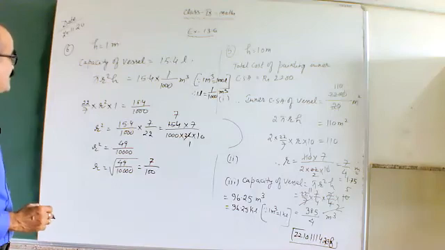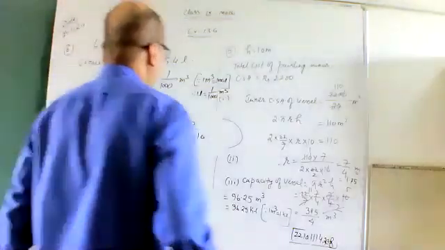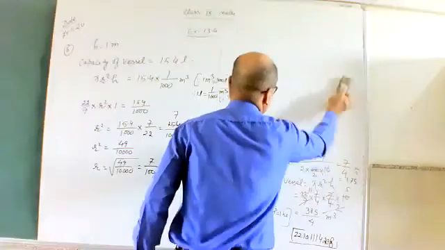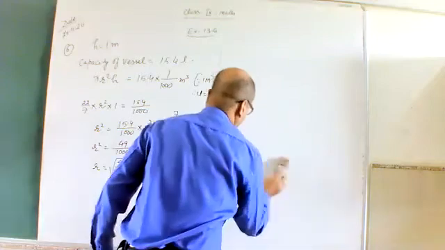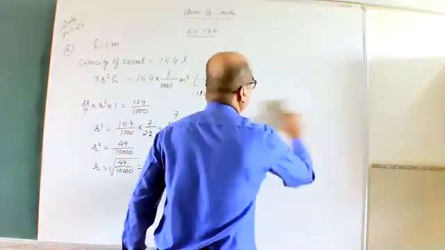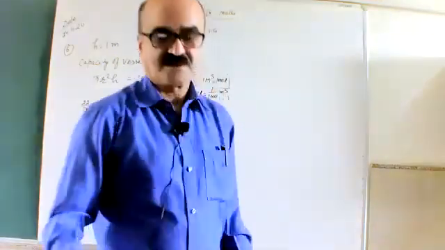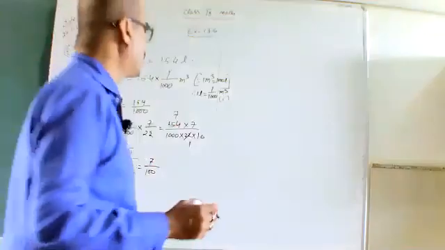Now what do we need to find? We need to find how many square meters of sheet are required for making the tank. And this is a closed cylindrical tank. Read the question properly. A closed cylindrical tank means what? You need to find the total surface area. You can see in the question what is given. It is given that this is the capacity of the closed cylindrical tank. Closed means you need to find the total surface area.